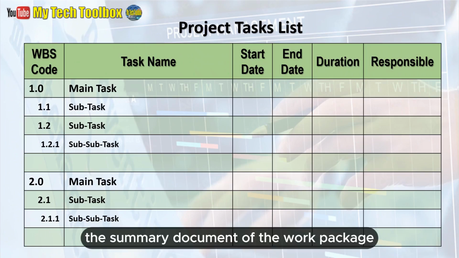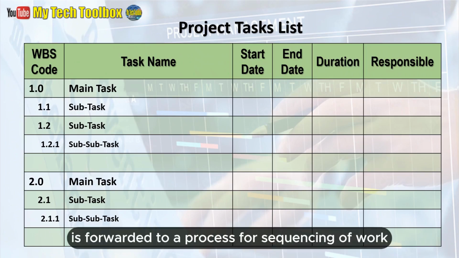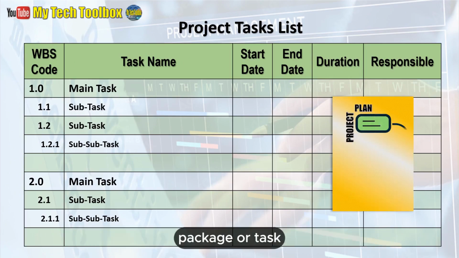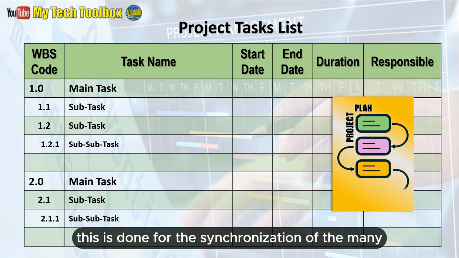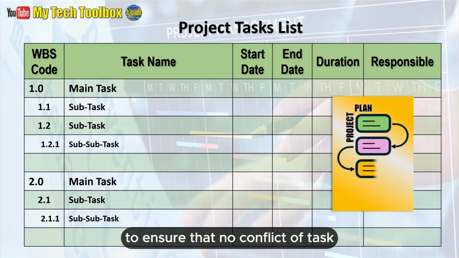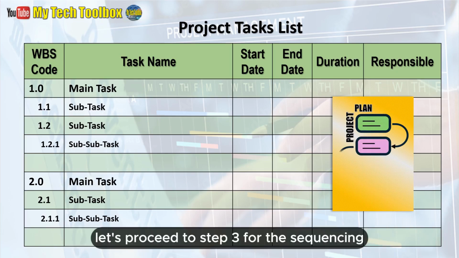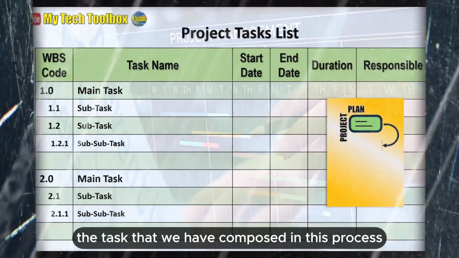The summary document of the work package duration and relevant information is forwarded to a process for sequencing of work package or task. This is done for the synchronization of the many project tasks to ensure that no conflict of task schedule will happen during the project execution. Let's proceed to step 3 for the sequencing of the task that we have composed in this process.